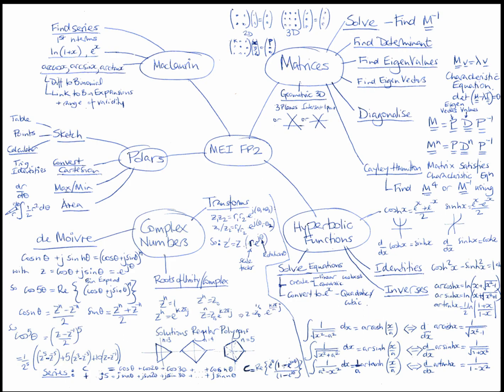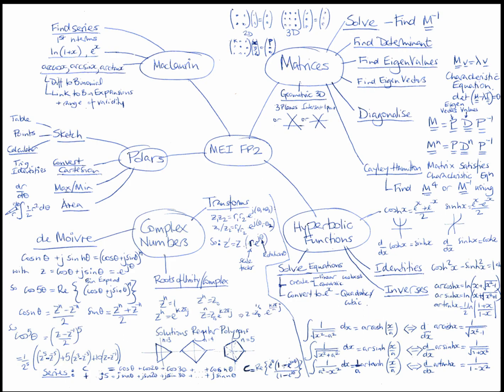So using the above, we can find cos 5 theta, because that's just the real part of a binomial expansion of (cos theta plus j sine theta) to the 5. And therefore we can get cos 5 theta in terms of cos theta to the power 5 plus cos theta to the power 3 plus cos theta, with coefficients.